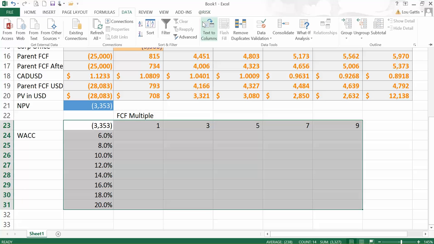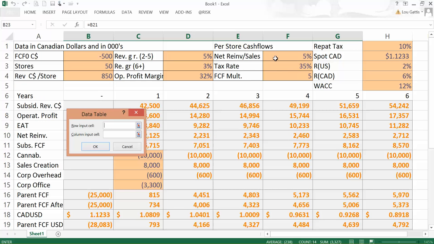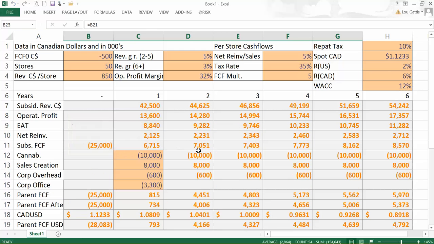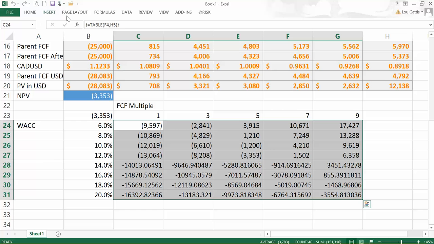Data. What if. Data table. It asks for a row index. That's the free cash flow multiple. You reference the cell that has the free cash flow multiple. And then the WACC is the column. So I'll do the cell that has the WACC and hit OK. I'll change the formatting a little bit to dollars.